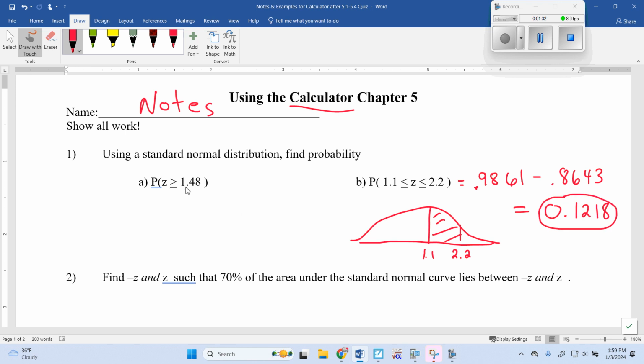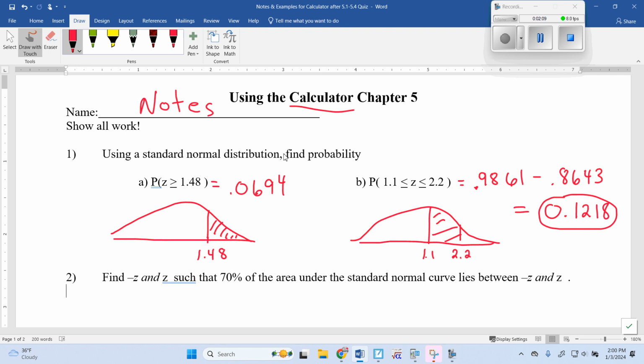If I look at z is greater than 1.48, we can do this one. I want greater than 1.48. As we've done, remember there's two ways to do this. You could subtract it from 1, or you could look up the negative. I am going to look up the negative 1.48, and I get 0.0694. So that was what was on the quiz.